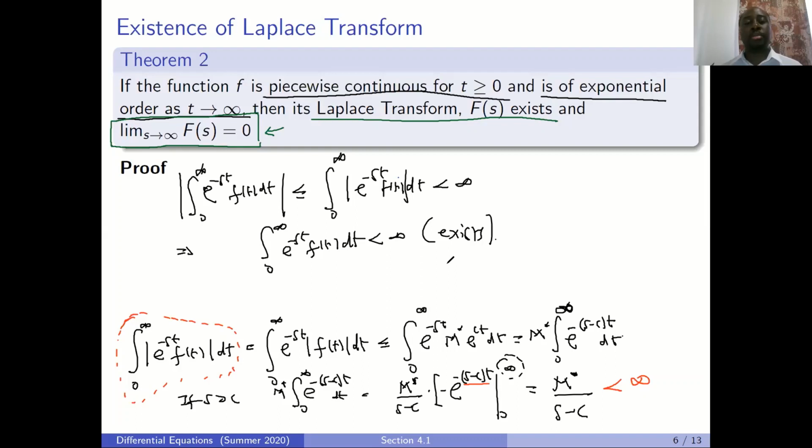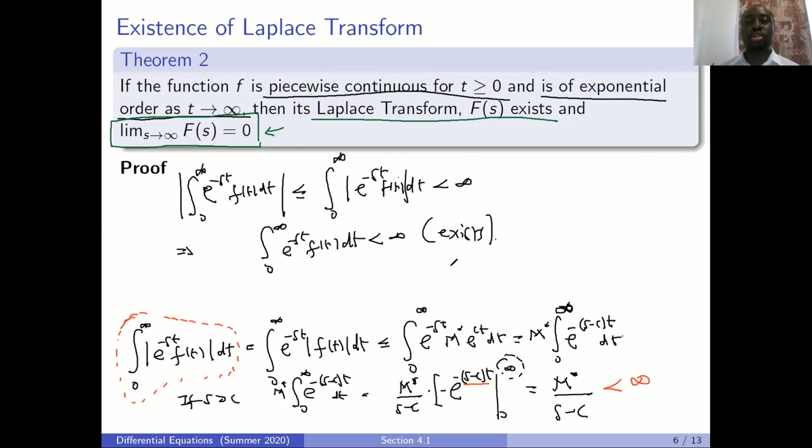Okay, and so it is sufficient for a function to be piecewise continuous and of exponential order for it to have a Laplace transform. Now, what this theorem is not saying is that the only functions that have Laplace transforms are those that are piecewise continuous and of exponential order. That is not what it's saying. So this is not a necessary condition for the existence of a Laplace transform. It's just a sufficient condition.